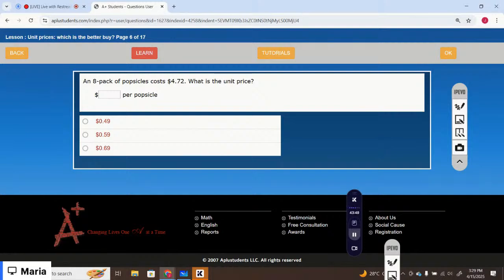An eight pack of popsicles costs $4.72. What is the unit price, which is the correct option? 0.59. Option number two is the correct option.